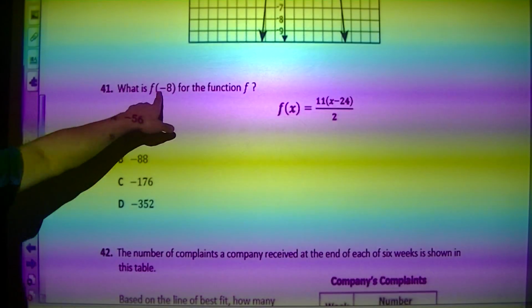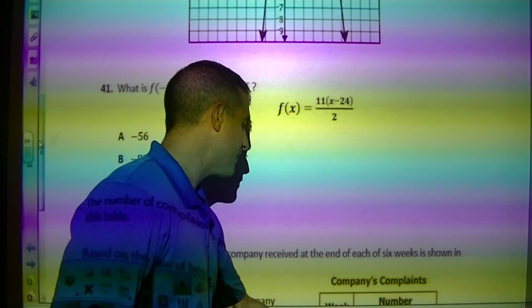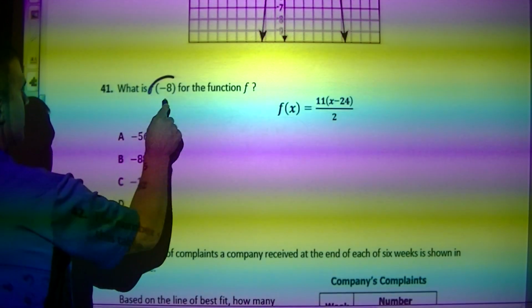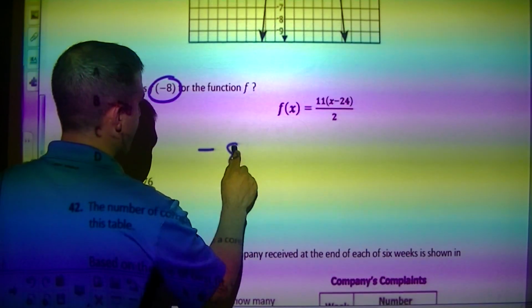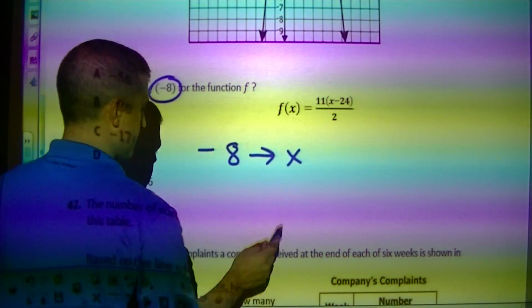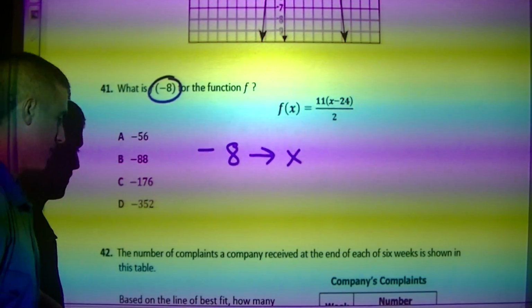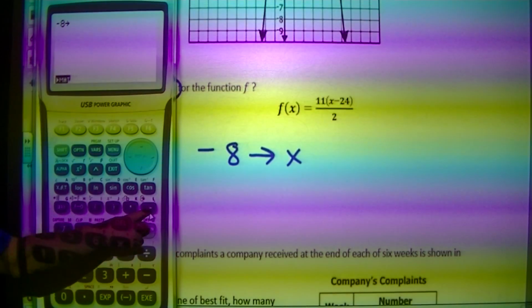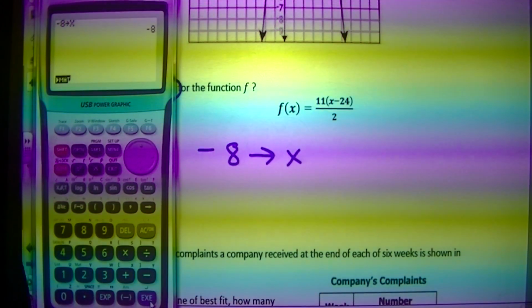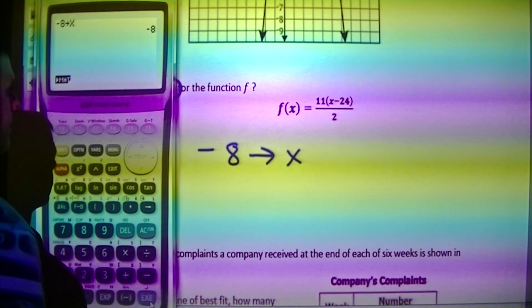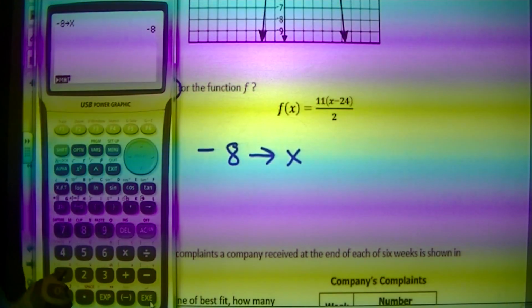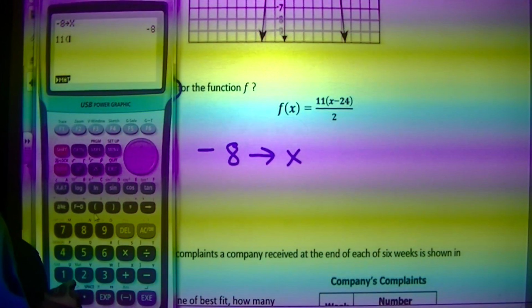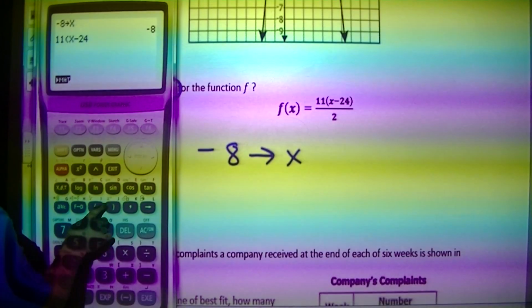Okay, what is the function at -8 for this? So what you should do, that means I'm going to put -8 in for x. That's the first thing I'm going to do. All right, so I got -8 arrow for x, hit execute. So when I type this in, what I'm going to type in is 11 parentheses x minus 24.